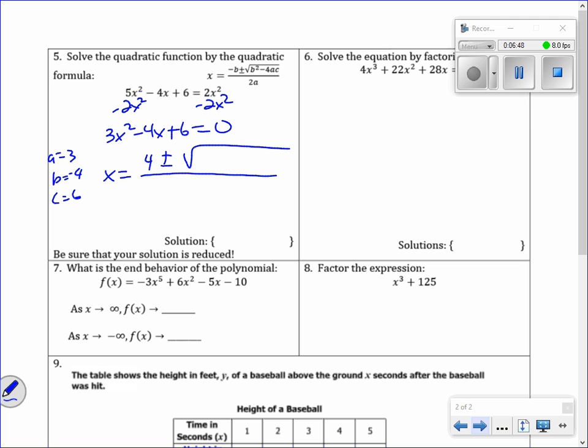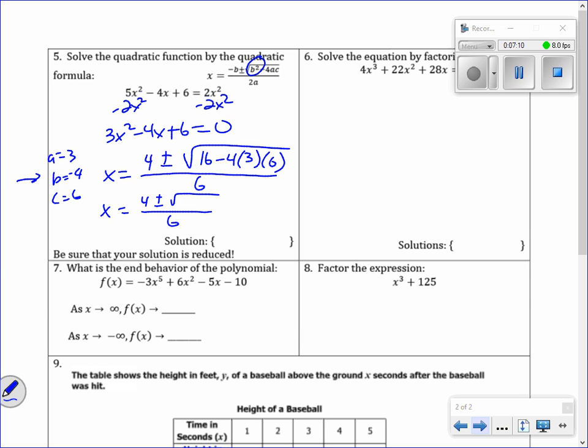So this b squared, a lot of people mess up this b squared. Well, when you square a negative, because b is -4, you always get a positive. So don't type it in your calculator, just do it. You know, -4 times -4 is 16. Minus 4 times a is 3, and c is 6. Over 2 times a, so 2 times 3 is 6. All right, let's see, 4 plus or minus, I need that radical.